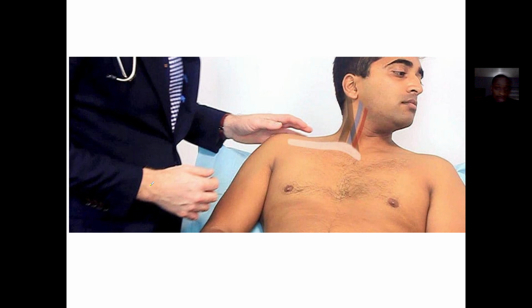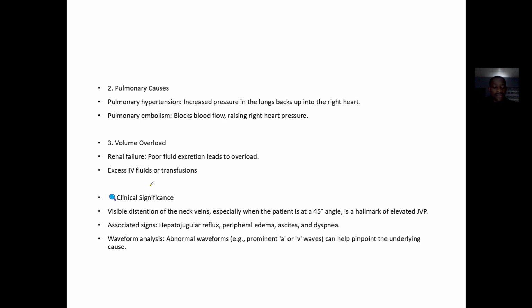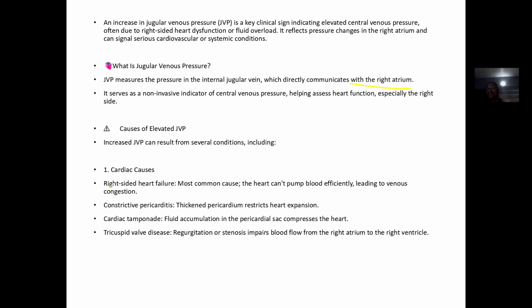Okay, so on the side of the lungs, you can have causes related to the lungs: pulmonary hypertension, pulmonary embolism. Okay, sometimes, generally, it could be volume overload, like the kidneys are not really functioning very well to put out waste. Then sometimes it could be that the patient was admitted in the hospital, and too much intravenous fluid was given to them, leading to a general increment in the blood pressure.